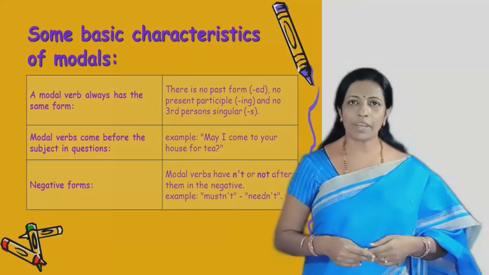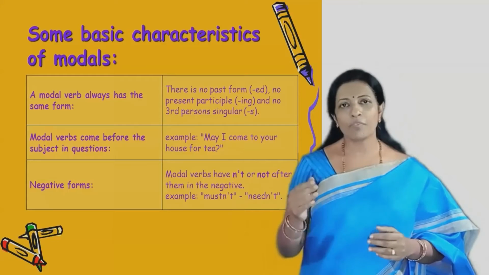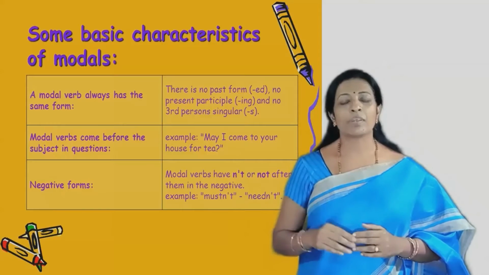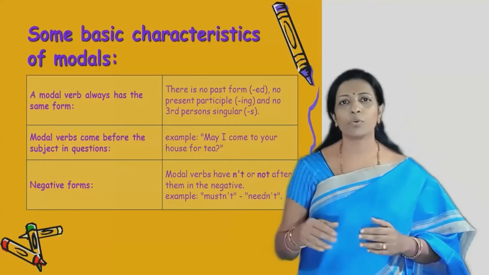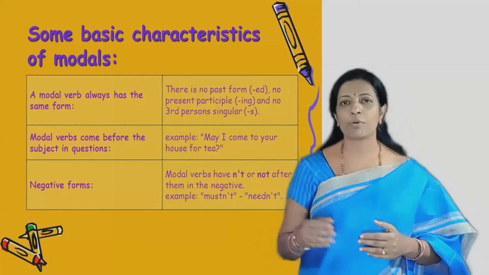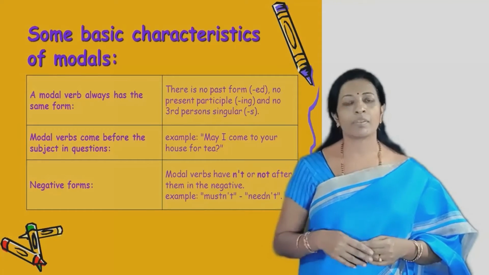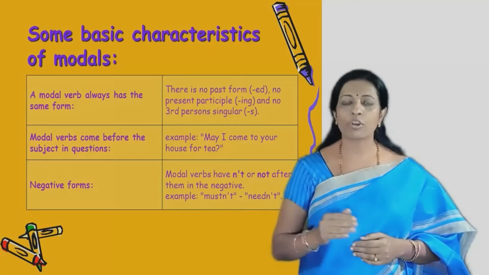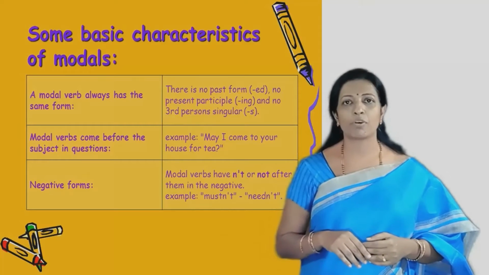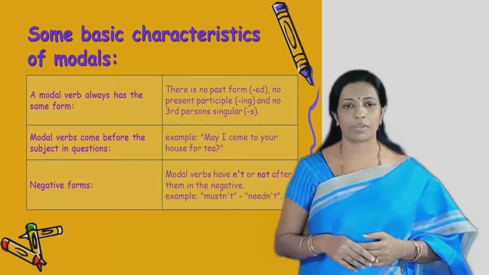Let us now try to find out how modal verbs are different from the normal verbs. Modal verbs have certain basic characteristics. Firstly, modal verbs never have any other form. They do not change their form like the normal verbs. Normal verbs have different forms in present tense, past tense, and in the participle form. But the modal verb does not change its form and does not have a past tense form, a present participle form, nor a third person singular form.